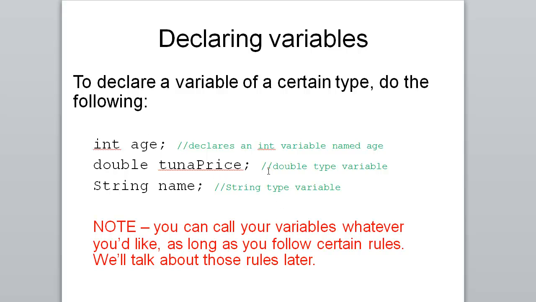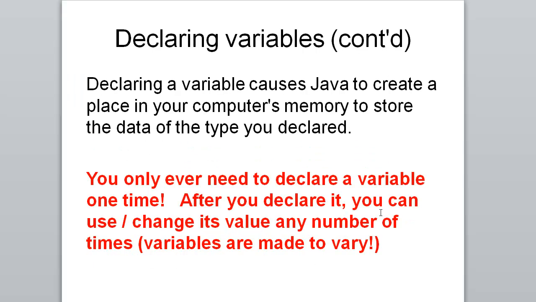So here we have 3 examples. We're declaring a variable called age that can store integers, declaring one called tunaPrice that stores doubles, and one called name that stores strings. So at this moment, you can imagine that in memory, Java creates 3 boxes. One called age, one called tunaPrice, one called name, and they're capable of holding this type of information. They don't currently have any information in them, but they're ready to go. Declaring just means that you've created a place in memory to store the data.